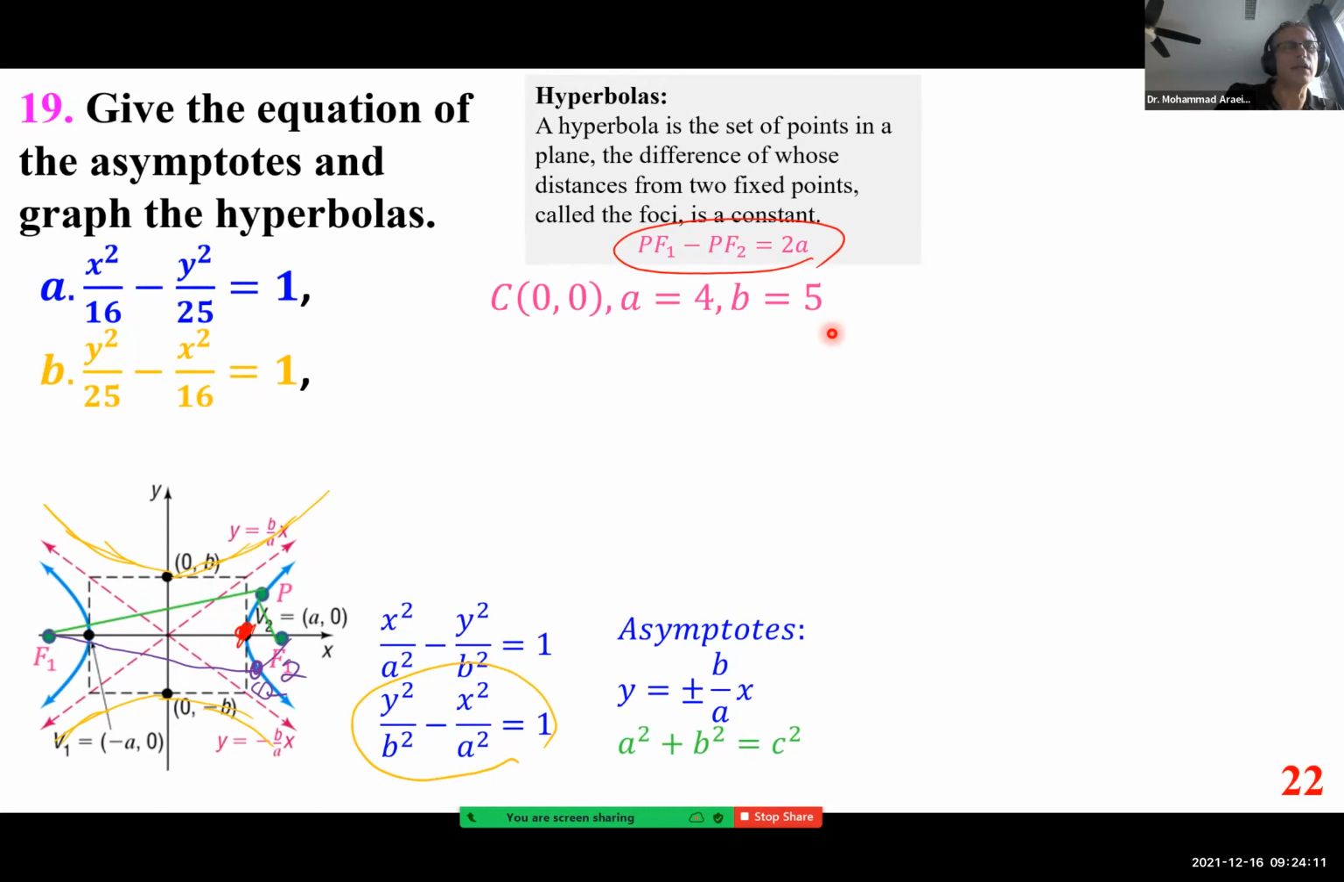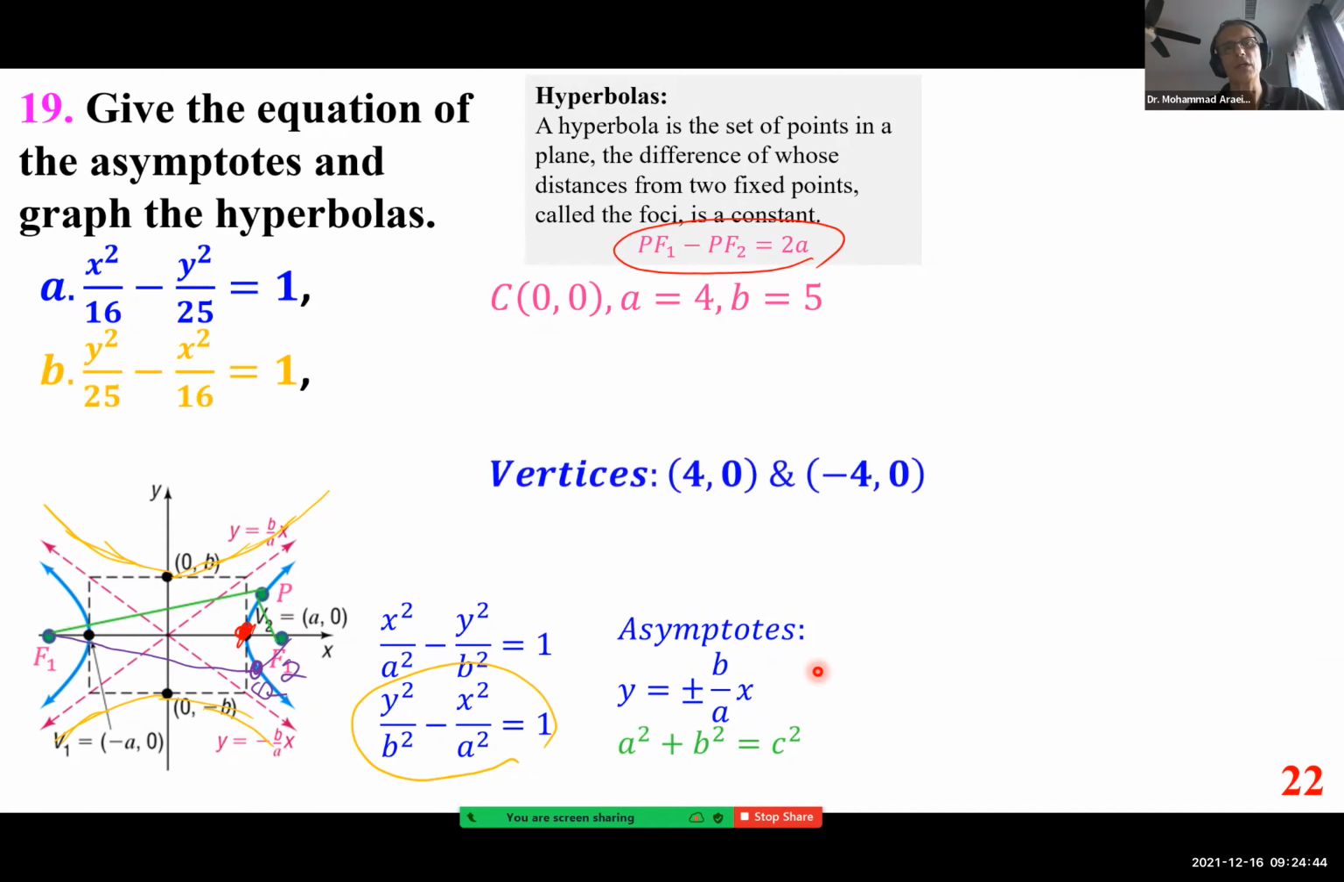Now let's go and stick with part A. In the case of part A, we have different vertices. This one is like the blue one here, open sideways with a of 4, b of 5. So this location is 4, 0, and this location is minus a, or minus 4, 0. So we can also calculate the asymptotes, plus or minus b over a times x, which is identical for both cases.